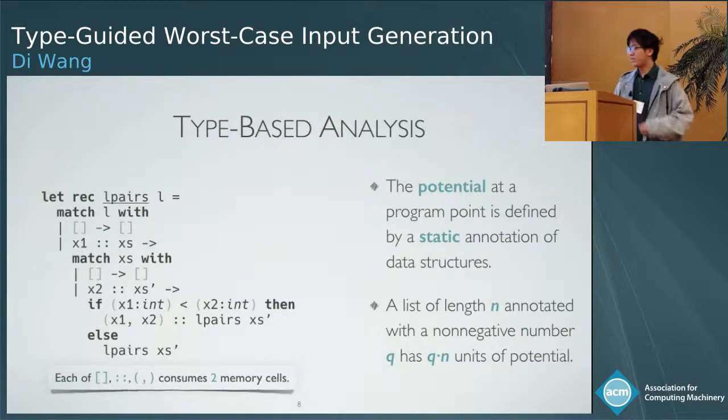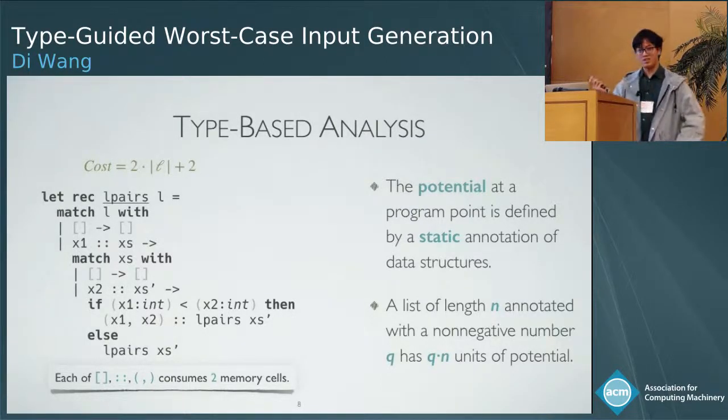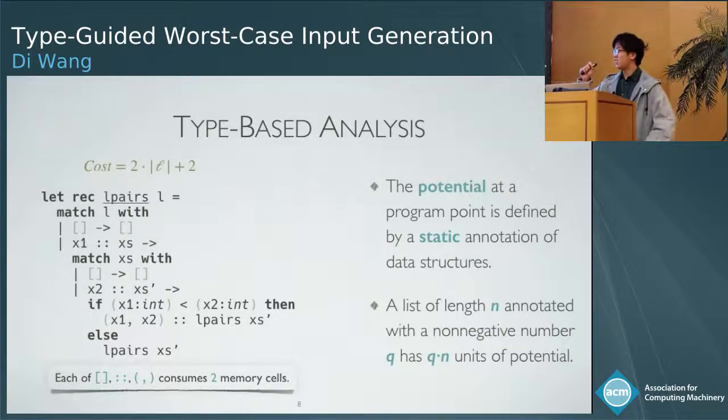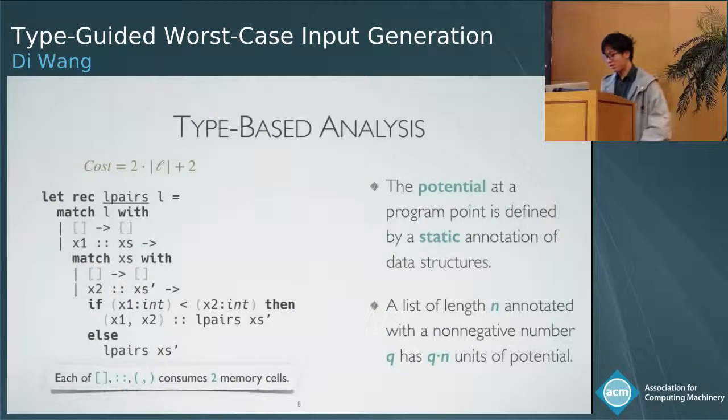Suppose that we want to reason about its memory usage, and we assume that each of the nil, cons, and pair constructors costs 2 memory cells. After some sort of analysis, we can know that the worst-case cost of this function is 2 times the length of the input list L plus 2 memory cells. So how can we represent this upper bound in the type system?